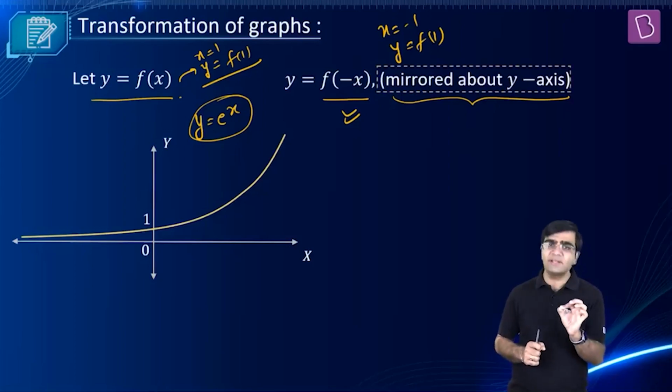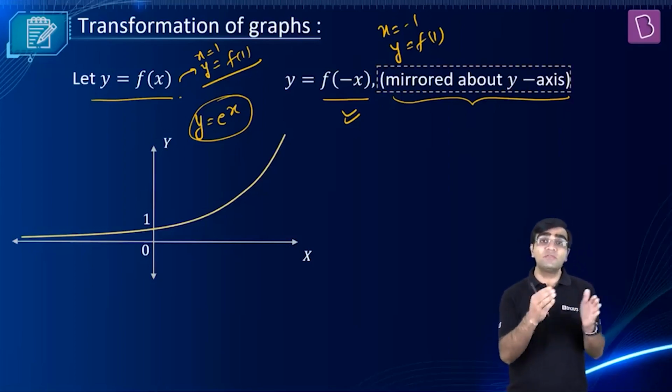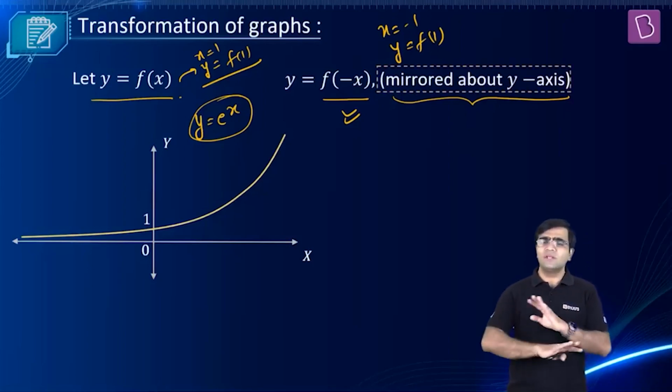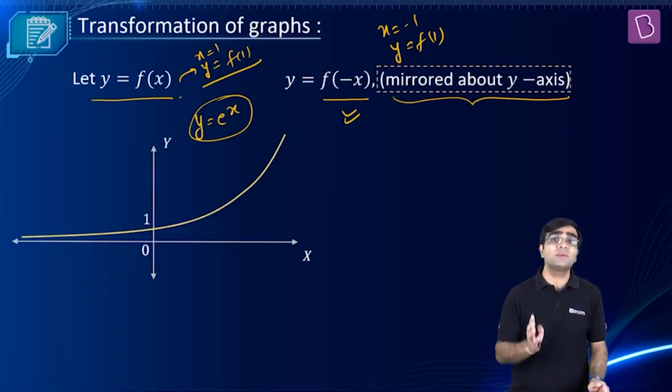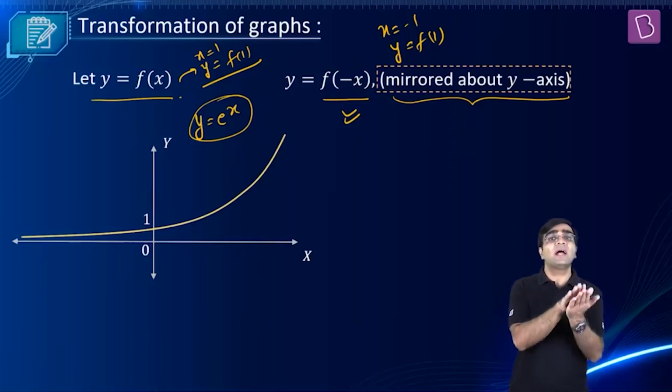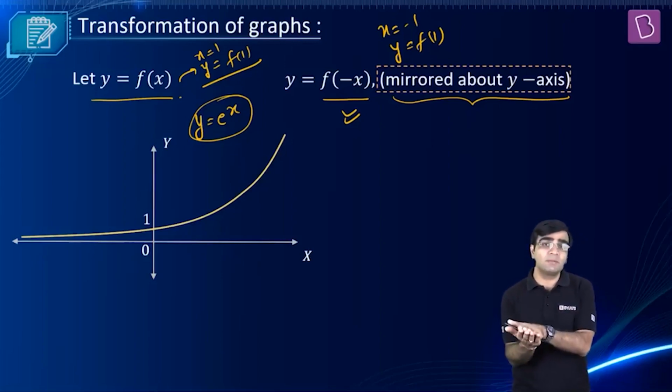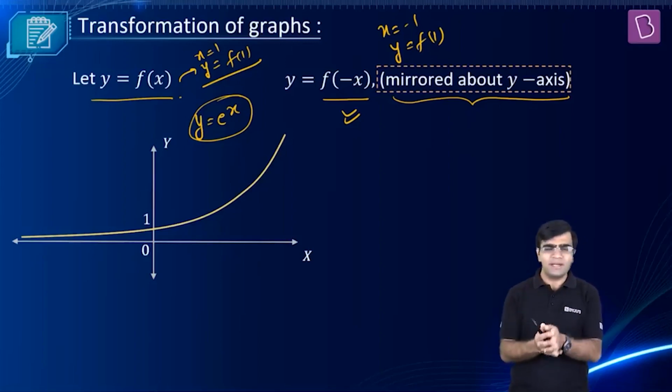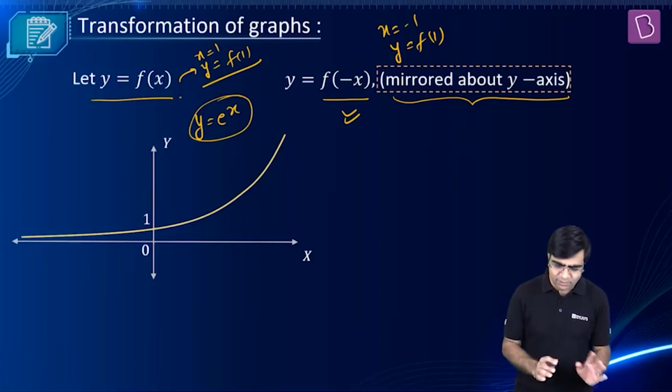So if you want to do the transformation of f(x) to f of minus x, you just have to take the mirror image with respect to the y-axis, as the values on the positive x-axis will now be achievable on the negative x-axis, and the values which were achievable earlier on the negative x-axis will now be achievable on the positive x-axis. That's the only thing you have to keep in mind.